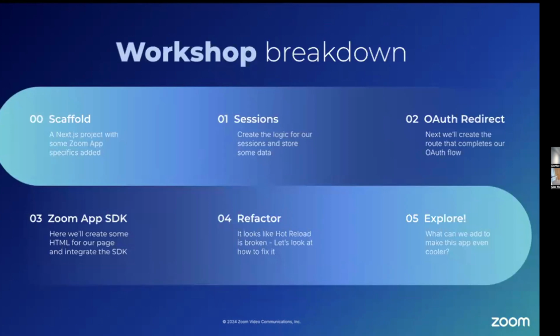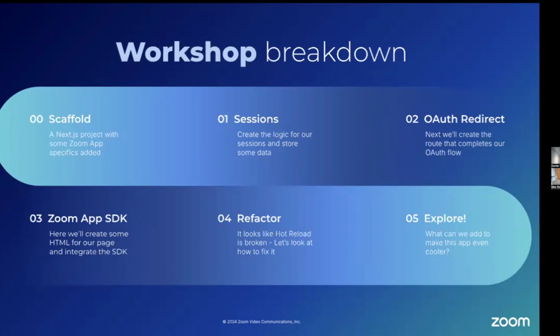So here's a breakdown of the different steps that we'll be taking throughout the workshop. We have a GitHub repository that I'll direct everyone to, and we'll move on to the step 00 branch to start. That's going to be the scaffold of this Next.js project. Basically, just something I created with the create-next-app generator. And then I added on a couple niceties to make it easier to develop Zoom apps with.